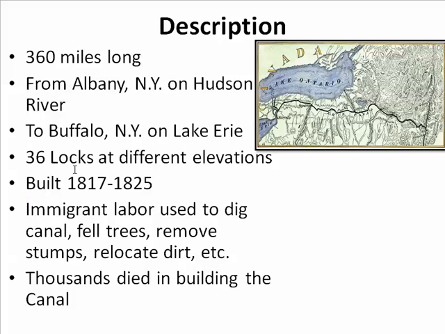There are 36 locks. 36 locks were built, and each one of them was at a different elevation. So in these locks, as you go across the Erie Canal, water had to be put in these locks to either lift your vessel up or lower it down, depending on the relationship between the water levels. So there are 36 different locks to change the elevations so your ship could go through there.